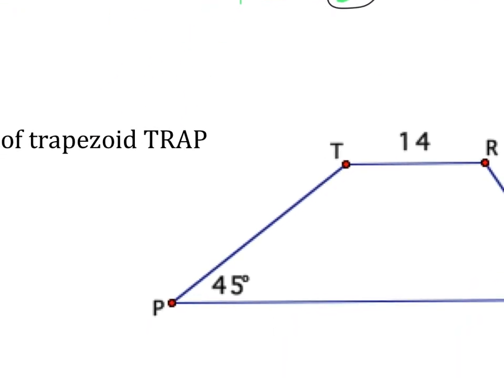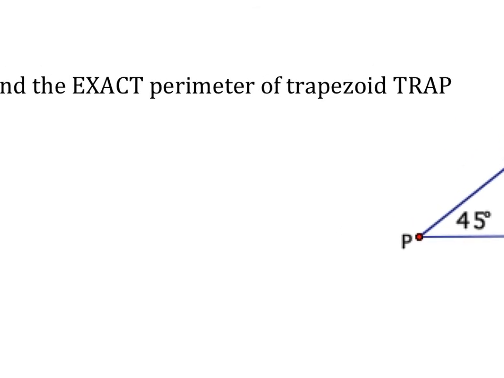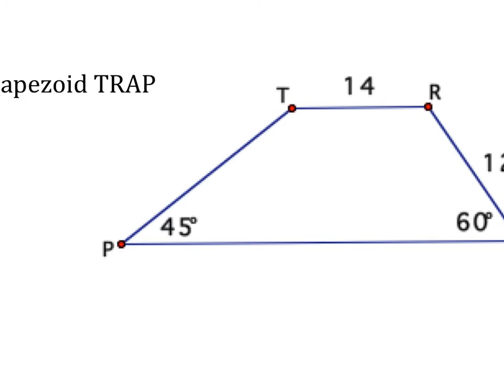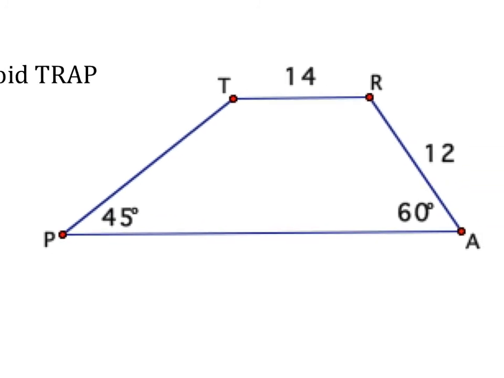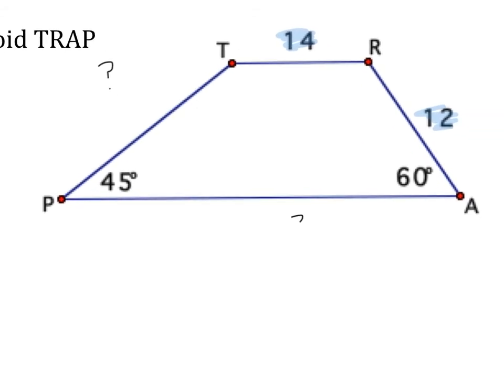Okay, and then last problem here on special right triangles, we are going to find the exact, meaning no decimals, all just radicals, perimeter of the trapezoid. Perimeter, don't forget, is the distance all the way around. So far, we only have these two lengths. We have 14 and we have 12. We need to find this side over here from T to P, and then we need to find from P to A. How are we going to do that?